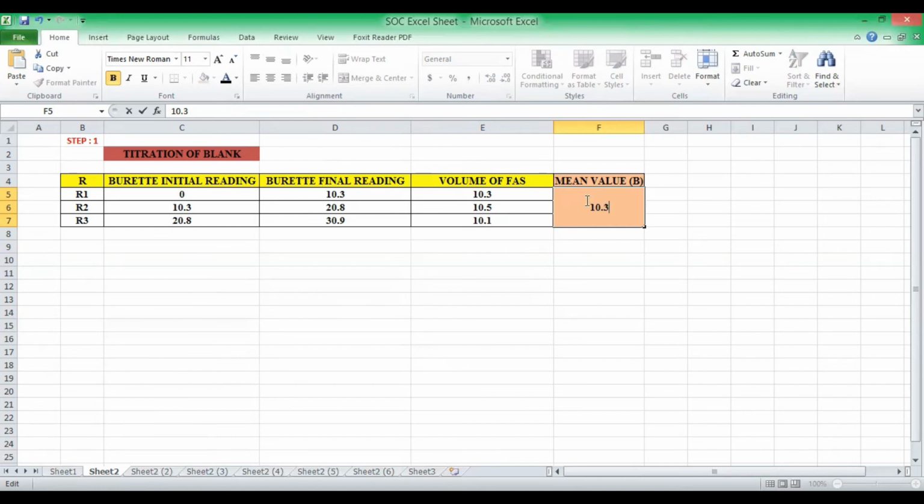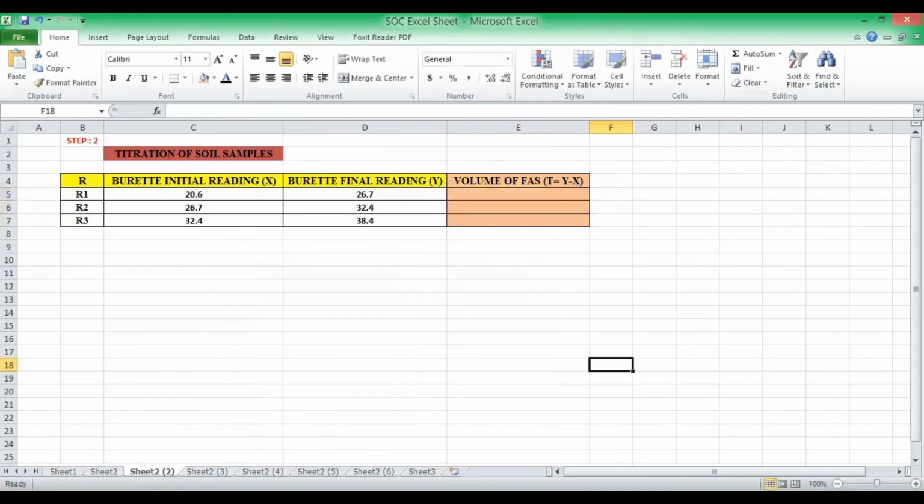Okay, so once we have obtained the B value, which is 10.3, now we move on to the values for titration of the soil samples. So we have for titration of the 3 replicates of the soil samples, this is the initial reading, this is the final reading, and now the volume of the ferrous ammonium sulfate should be the final reading minus the initial reading.